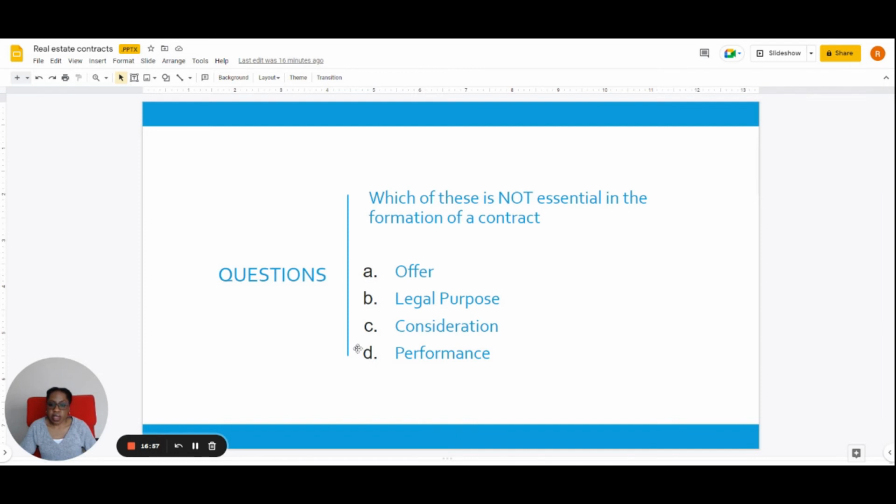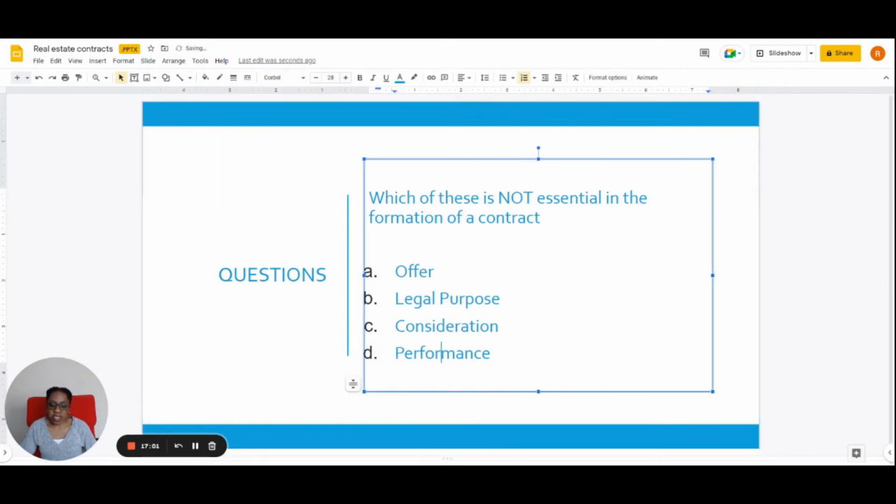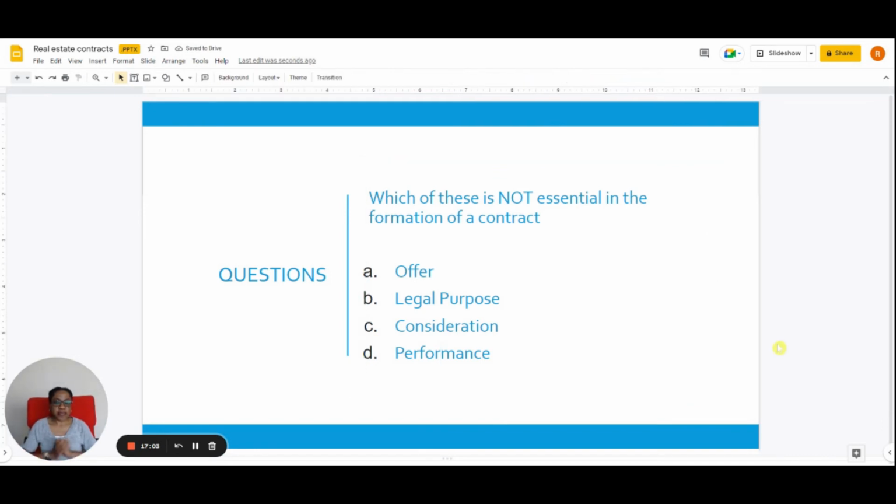The answer is performance. All right, performance. So remember again, offer and acceptance, consideration, reality of consent, legally competent parties, and then we have legal purpose. Okay.